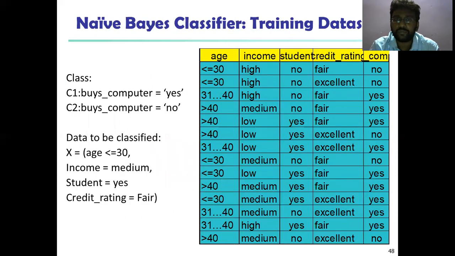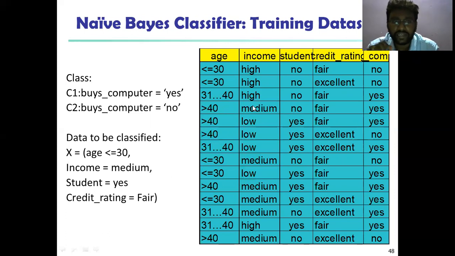So this is an example data set for the Naïve Bayes classifier. It is the same data set we took for the decision tree: age, income, student, credit rating, and the buys computer class. If class C1 is buys computer equals yes, and C2 is buys computer equals no, that means we are giving class labels, where the tuples are labeled yes or no.